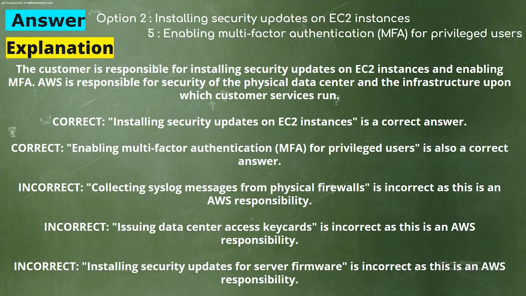Incorrect. Collecting syslog messages from physical firewalls is incorrect as this is an AWS responsibility. Incorrect. Issuing data center access keycards is incorrect as this is an AWS responsibility. Incorrect. Installing security updates for server firmware is incorrect as this is an AWS responsibility.